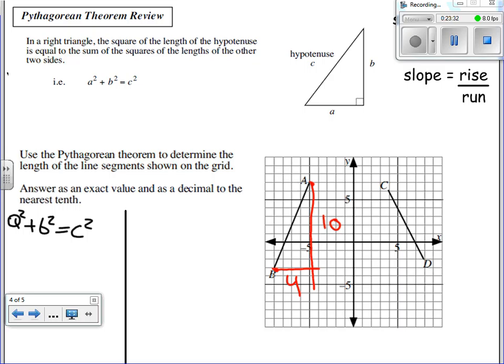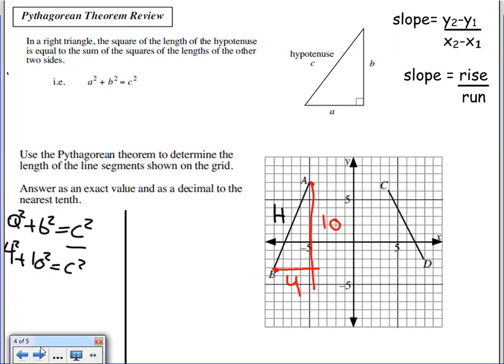The important part is that C is your hypotenuse. Your longest side. If you get those backwards, you'll get it wrong. And it's a thing, it's a trend we've had all year. And it's a trend that's never going to go away. Your hypotenuse has to be that C value. So, put in the numbers. 4 squared plus 10 squared is equal to C squared. You should get that to be 116 is equal to C squared.